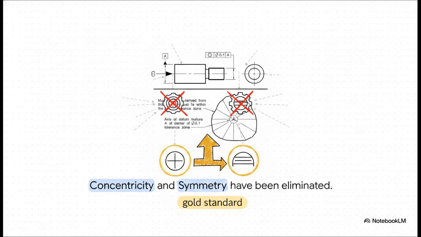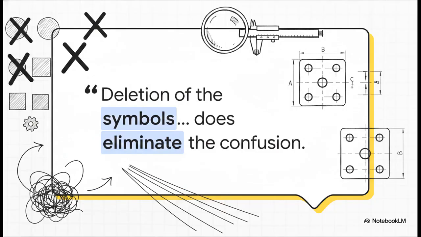So what do we use now? Position and profile. Position, particularly composite position, is now the absolute gold standard for controlling coaxial features and complex geometries. As the standard states, deletion of the symbols does not leave industry without a means to control features, but it does eliminate the confusion. And that aligns perfectly with what we're talking about today.